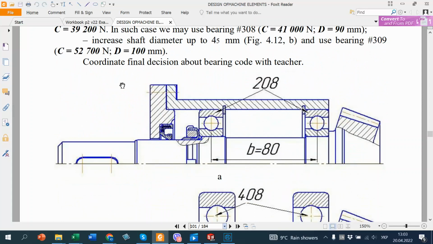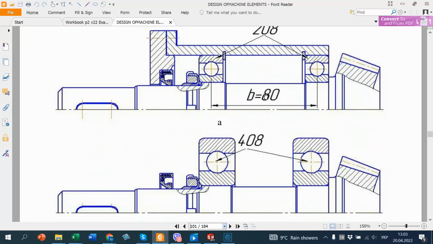You see, this is the initially designed input shaft with B80 and two bearings 208, but it is not enough in our case. If we replace the bearings, you see how it looks. Here should be a much bigger cover, a bigger sleeve, so it is not beautiful. But maybe it's the second way.